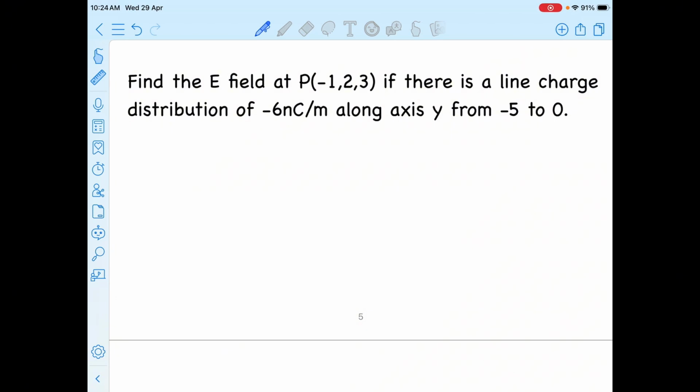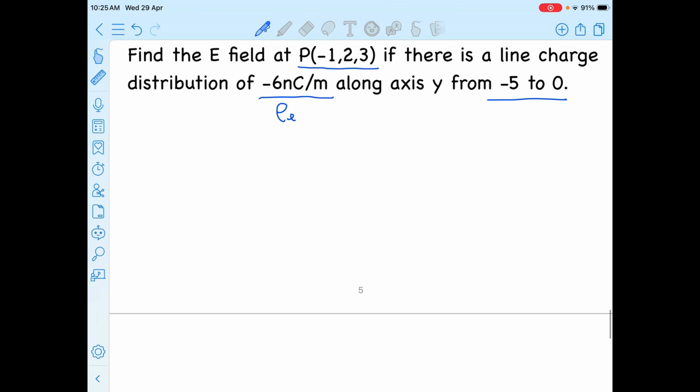So in this video, we are going to find the electric field from a line charge distribution. Okay, so now let's look at the question together. We have to find the electric field at the position P. If there is a line charge distribution, this is the rho L of the line charge, along the axis y from -5 to 0.